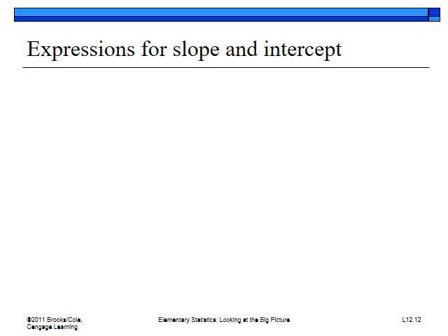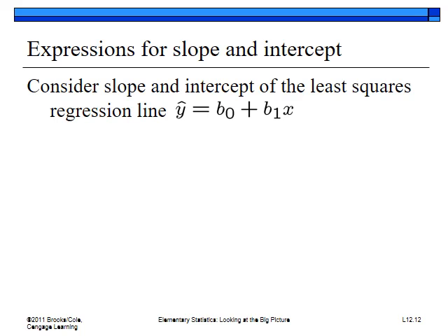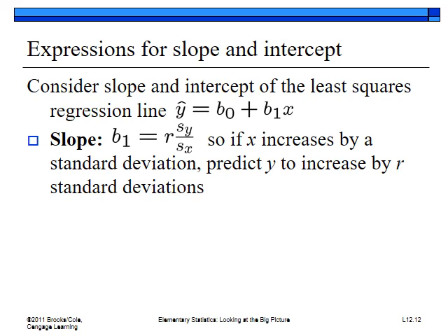Let's look a little more closely at the slope and the intercept. Remember that we use b naught, that is b sub 0, as the notation to indicate the intercept of the regression equation, and b sub 1, or just b1, represents the slope. Now, the slope, b1, can be computed as r, that's the correlation coefficient, times the standard deviation of y, which we see here in the numerator, divided by the standard deviation of x.